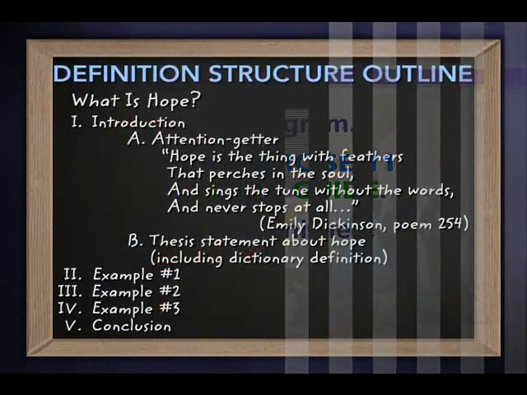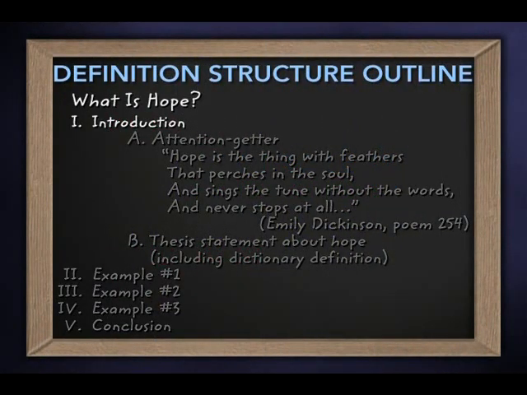Here is my sample outline. I have Roman numeral 1, 2, 3, 4, and 5. So I chose to go with a 5-paragraph structure, not a 3-paragraph structure, as I explained earlier, because I think hope is such an important and difficult topic to define that I'm going to need 2 more paragraphs to really make my point clear. My attention getter is a quote from an Emily Dickinson poem.